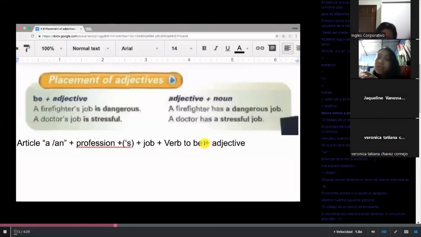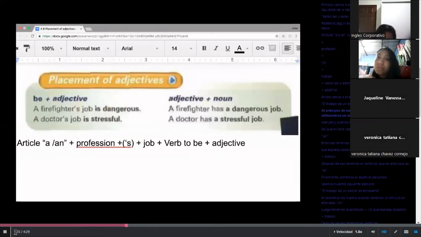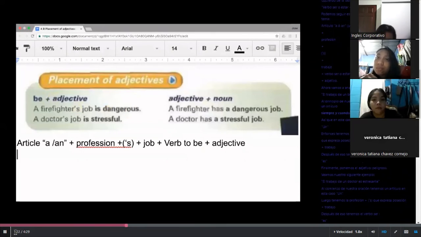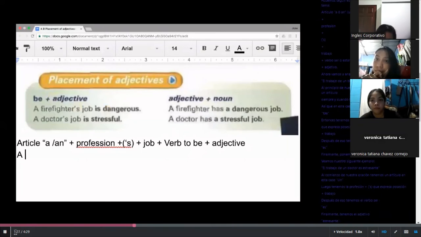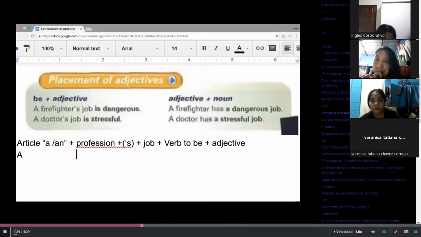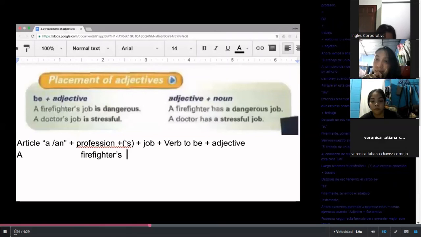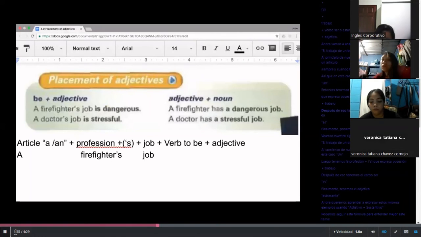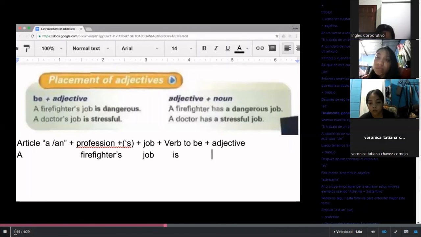Now let's analyze the first example on the chart. A firefighter's job is dangerous. At the beginning of our sentence, we will typically use an article whenever we're talking about a singular job. So in this case, A. Then we have profession plus apostrophe S, which expresses possessive, plus job. After that, we're going to add the verb to be, in this case is. Finally, we put the adjective.